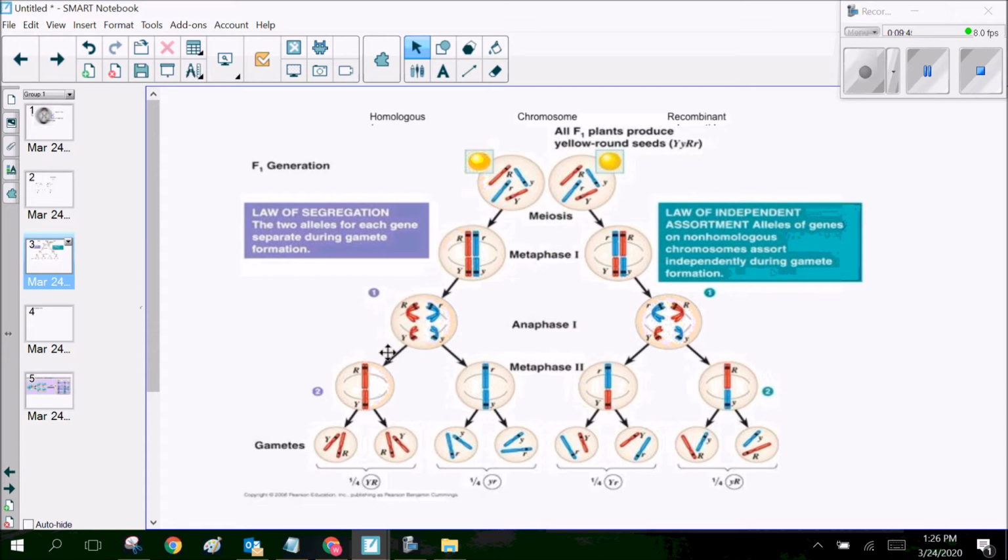Okay, the law of segregation is similar. It just says that the two alleles for each gene separate during gamete formation. In other words, what it really just means is that we don't have both R's together in the same one of these cells. So notice you'll never see an RR or a YY in any of these gametes. And that also helps to make sure that not only are we getting the full number of chromosomes that we need, but we're also making sure we're getting a diverse shuffling of the alleles for those genes.